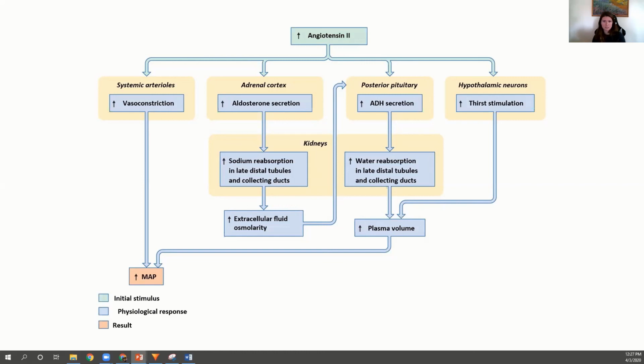Another thing it does in the brain is that it affects your hypothalamic neurons, specifically making you thirstier. So in addition to causing this water conservation and water reabsorption, it also makes you want to drink more, which also increases the water in your body. So when you're drinking a lot of water and increasing water reabsorption, that all leads to higher blood pressure, which can be a good thing if this is a reaction to low blood pressure, right?